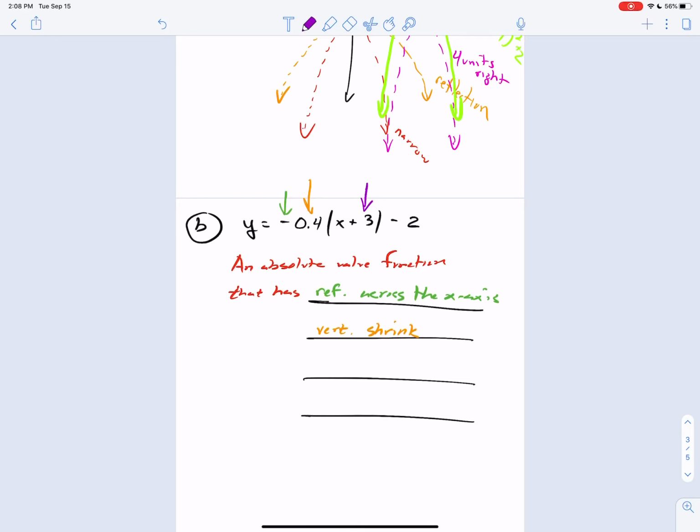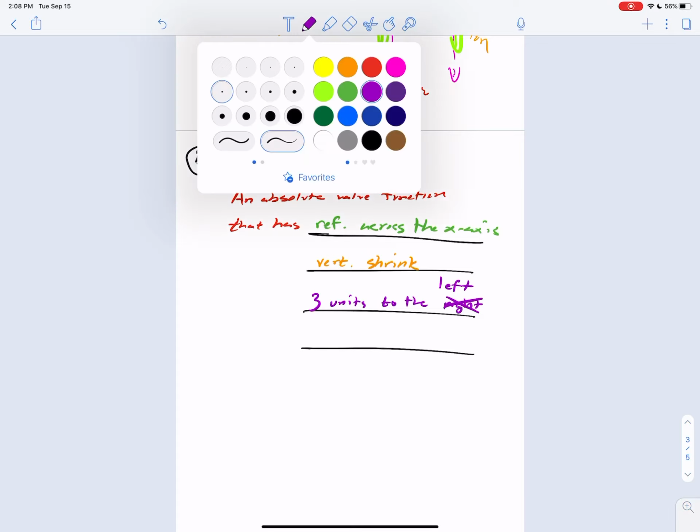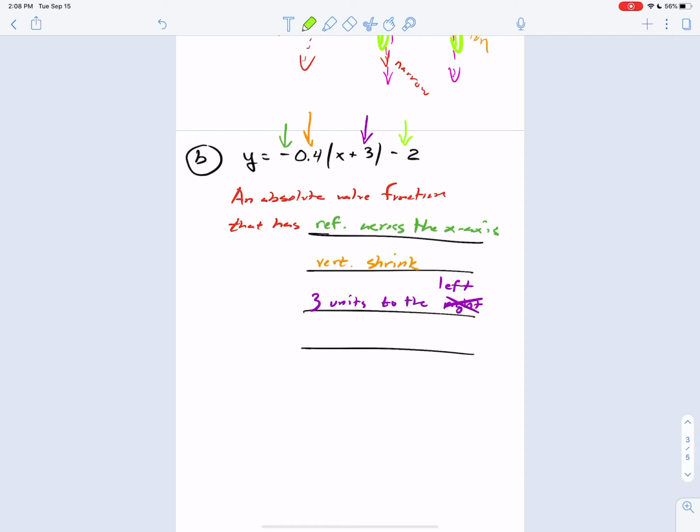H works weird, so that's 3 units to the right. Just kidding. I wanted to check to make sure you guys understand. It's to the left, all right? Remember, H is a little bit opposite. Some people see plus 3, think opposite, minus 3. So we go left, all right? And lastly, the minus 2, 2 units down.